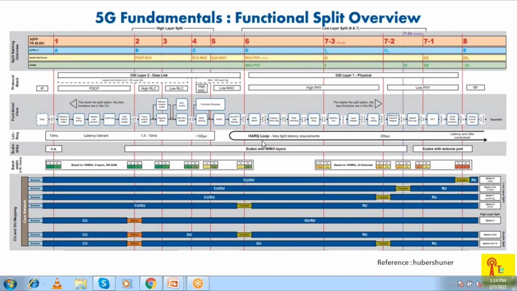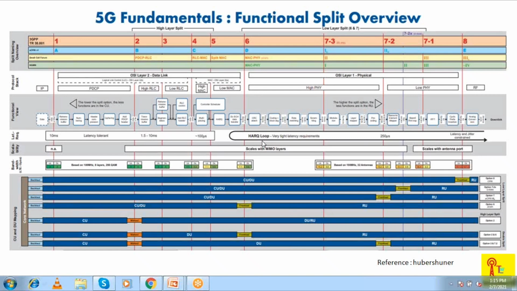My main agenda for this slide is that everyone knows how to read this diagram. If anybody asks you about split 2, you can say that your PDCP is in your CU and the other functions are in your DU and RU. So we need to know how to read all these split options. Otherwise, there is nothing much to the split options. They are just specified by 3GPP, and operators use them according to their needs.